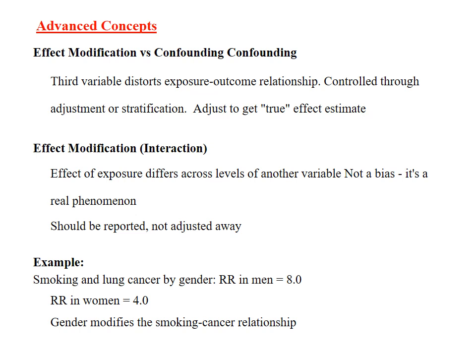Example: smoking and lung cancer by gender. Our relative risk in men is 8 and in women is 4. Gender modifies the smoking-cancer relationship. This is, you can say, the confounding in the third variable.